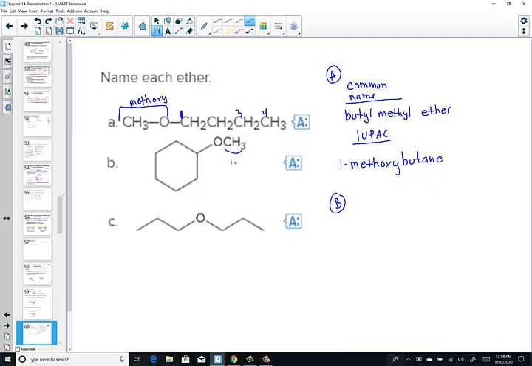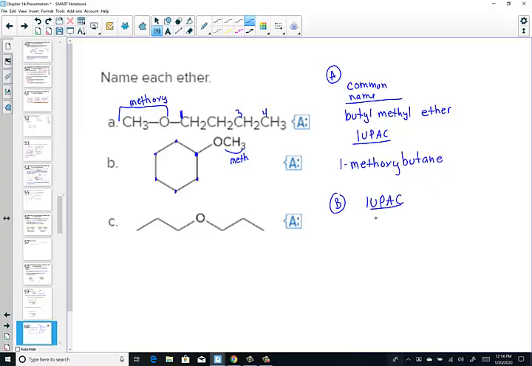Here I have a meth, and I could say that's methoxy, and the parent here is a 6-carbon ring. Alrighty, so that's more complex than being able to name little straight chains. So no common name I'm going to give for this one. I'm going to go straight to IUPAC.